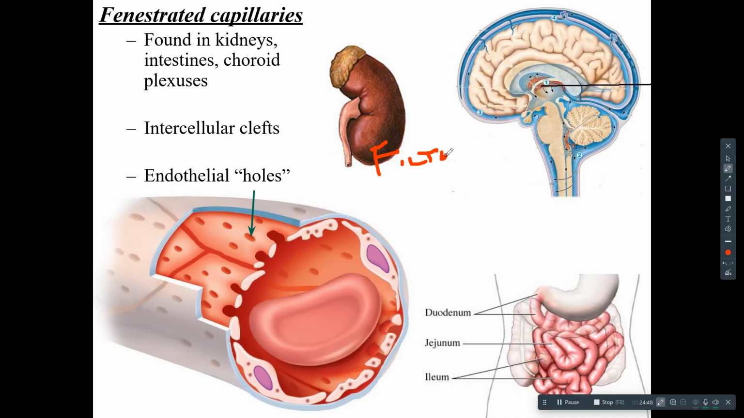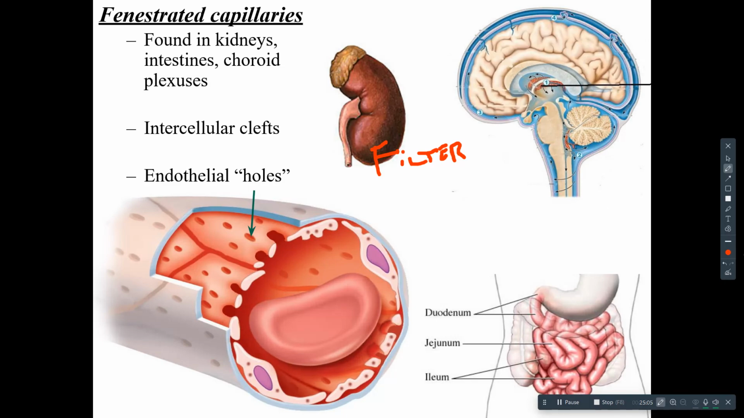In the kidneys, the job of these guys is to act as a filter. Because we know in the kidneys we filter blood to make urine. And what is a filter but something with a lot of little tiny holes in it, which is what this capillary type is. So we're going to see these fenestrated capillaries in the kidneys where they're doing filtering.